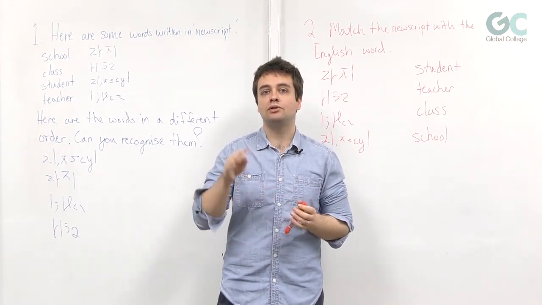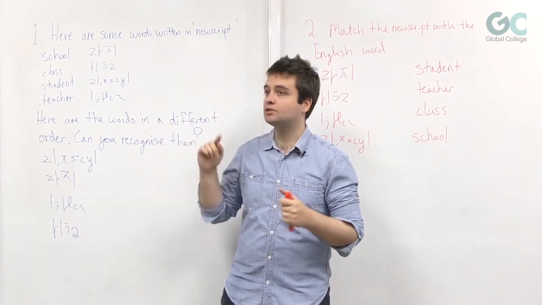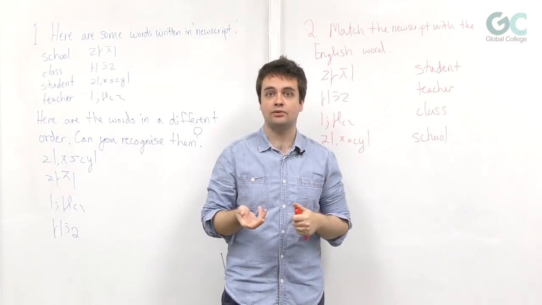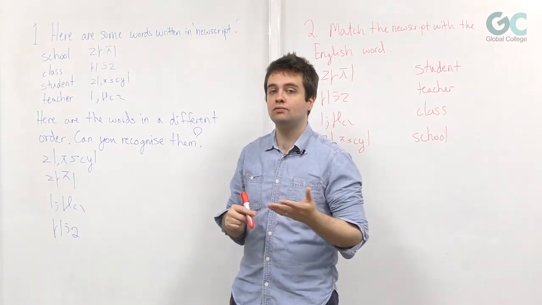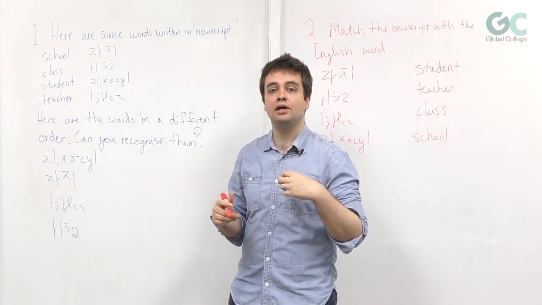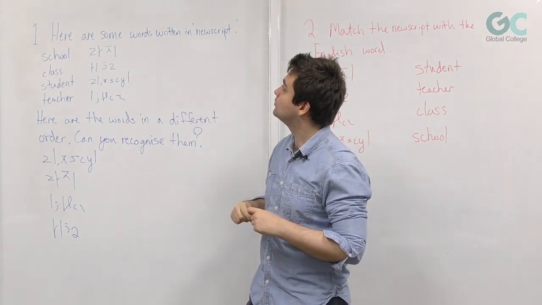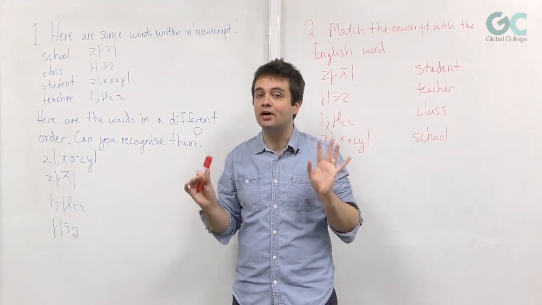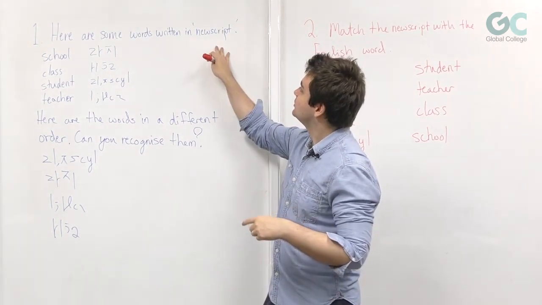Now, this is a 4-step process, and we're going to take a look at the first 2 steps here first. Then we're going to take a look at the 2 other steps afterwards. So the first 2 steps though, guys, are pretty basic. So you should follow me and see how it goes. So number 1, here are some words written in NewScript. Now unfortunately NewScript is kind of a useless language, but anyhow. So here are some words written in NewScript.